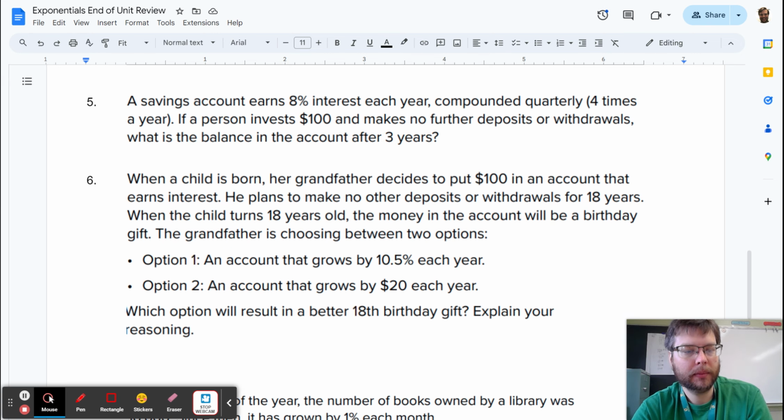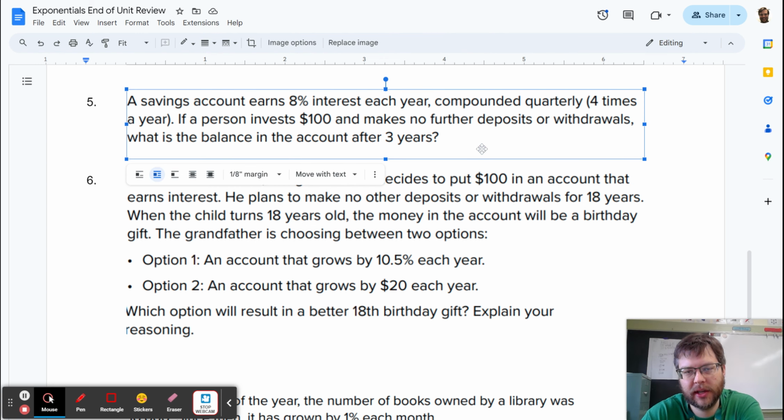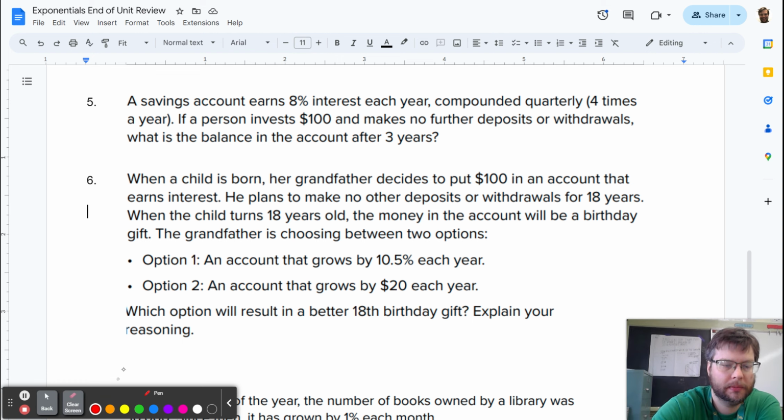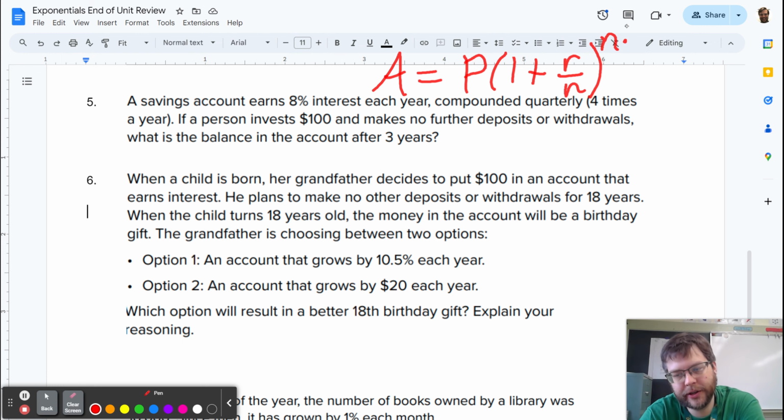All right, part A. One second. Okay, so we've got a savings account, 8% interest, compounded quarterly. So remember, you should have this on your note sheet, our compound interest formula. Starting amount, 1 plus interest rate, number of compounds again. The letter N shows up 2 spots in the formula, and then multiply that by time.